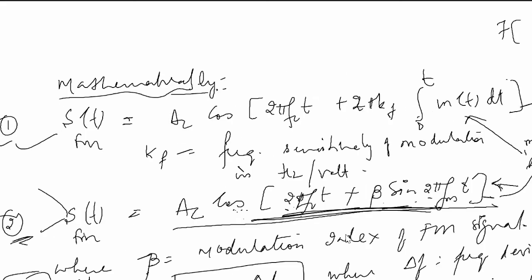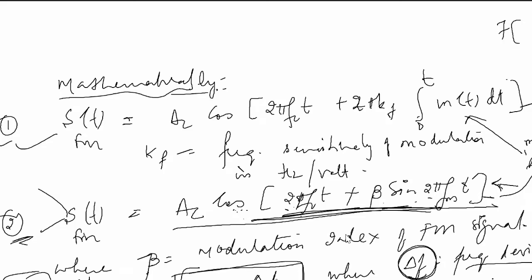The second equation is more useful because it is giving us the formula of the modulation index beta equal to del f by fm. Del f is called the frequency deviation of FM, and fm is the frequency of the message signal. Then what is the significance of frequency deviation? What is del f, which is the frequency deviation?